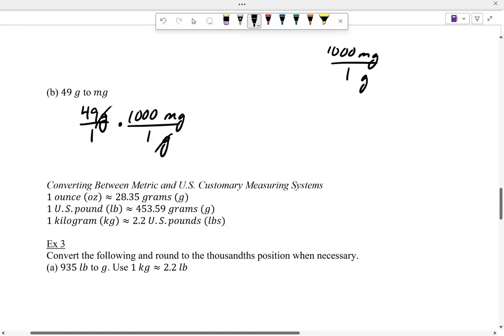See how our grams cancel? And so we got 49 times 1,000 all over 1. 49,000 milligrams. So 49 grams is 49,000 milligrams.